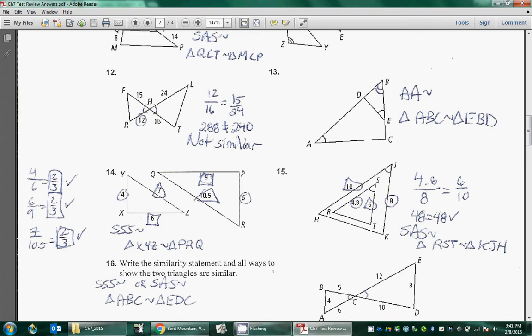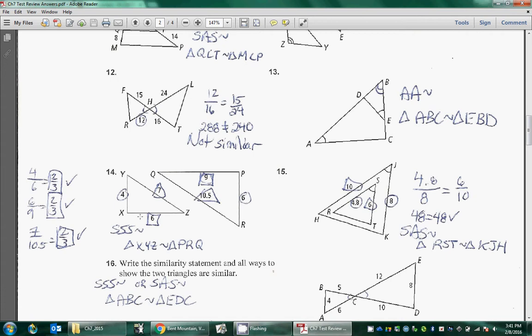14, no angles are given. Don't have any vertical angles, don't have any shared angles, don't have any parallel lines. So there's no way I'm getting an angle here. It's depressing, right? So that means my only option is side, side, side. Because the other two options require angles. So I can try side, side, side. If it doesn't work, then it's nothing.